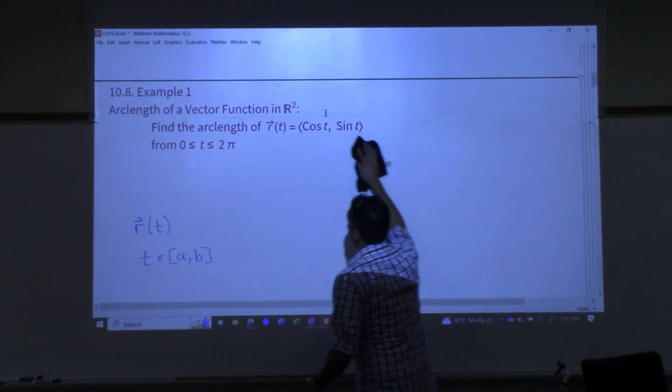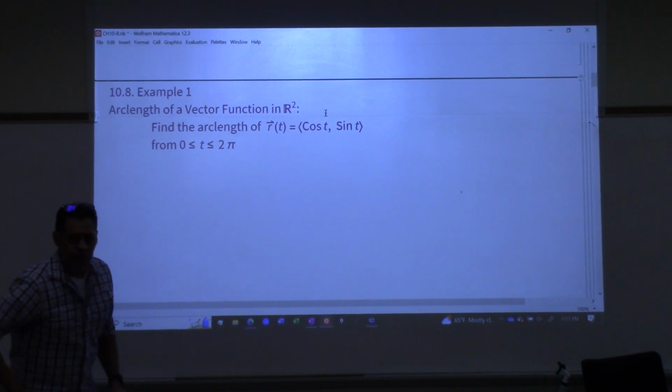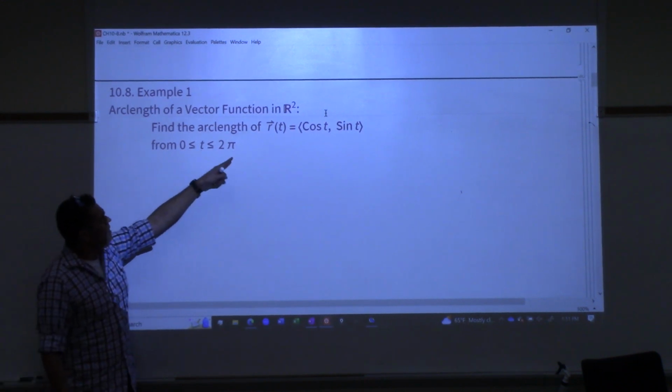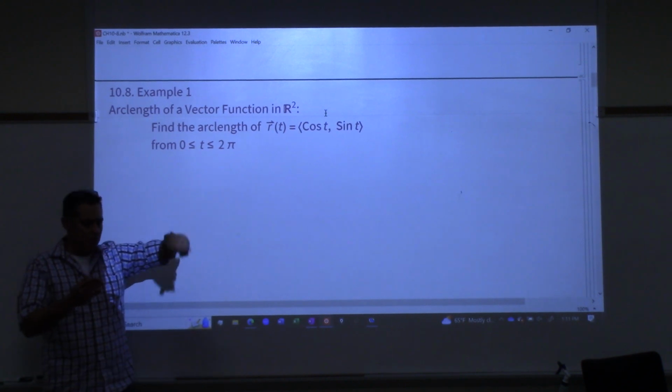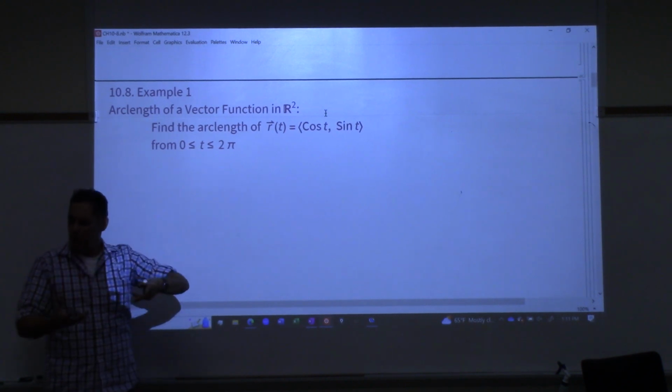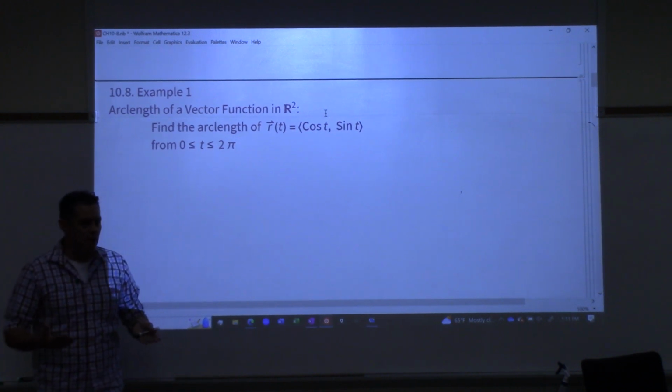This is a two-dimensional vector function, right? Cosine t, sine t. And what I'd like to do is find the arc length of this curve from t equals 0 to 2 pi. So that just draws a circle one time, right? And if it's the unit circle, we should expect that arc length to be equivalent to the circumference.